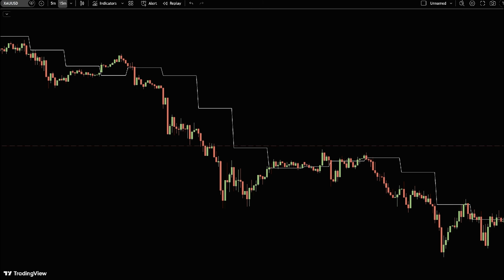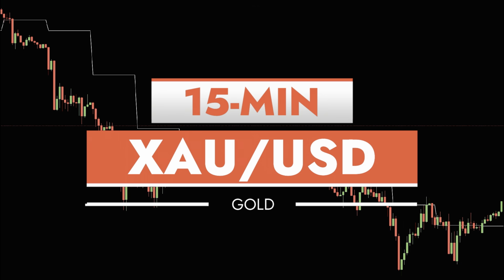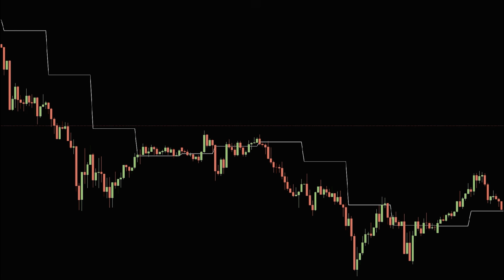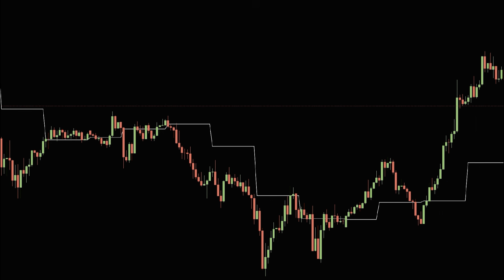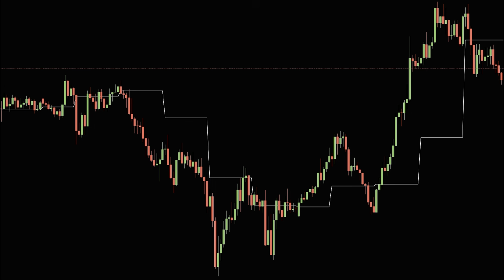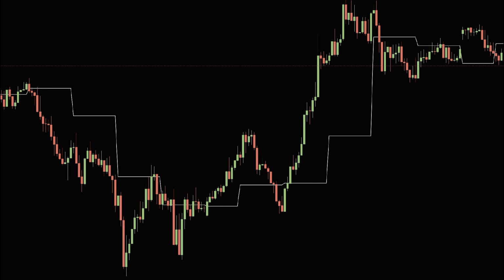Look at this chart. This is gold, XAUUSD, on the 15-minute time frame. Most of you see a breakout and you jump in like amateurs. You see a green candle and your FOMO kicks in. Then the market manipulation starts. The price spikes, hits a level, and then collapses, hunting your stop loss and leaving you with a blown account. Why? Because you're trading in the dark.